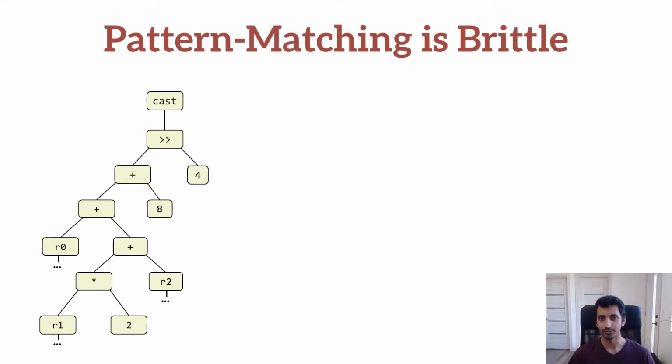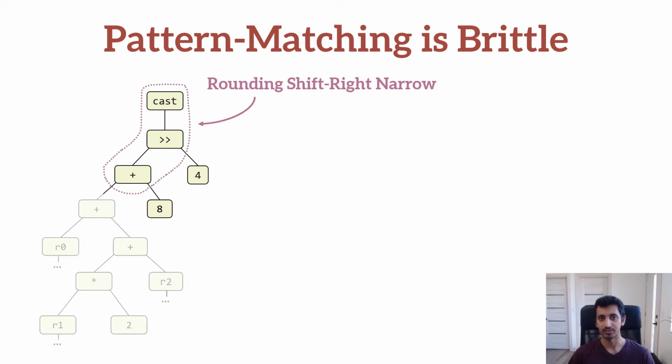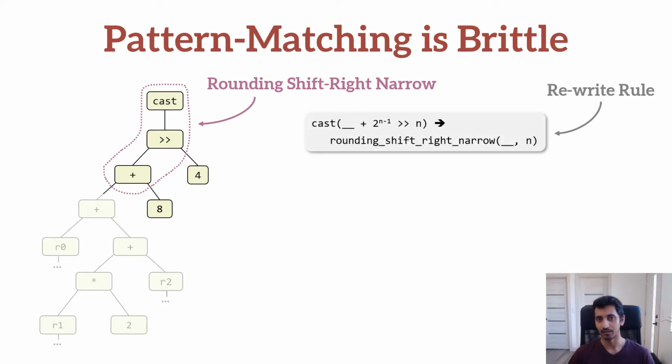The traditional approach to instruction selection, and perhaps the most widely used still today, is based on pattern matching. This approach relies on predefined transformation rules to do the translation. For instance, consider this sub-expression in our example that computes a rounding shift right narrow of the input value. To optimally translate this sub-expression, we can add a rule to our compiler that maps this pattern to the rounding shift right narrow instruction in the target instruction set.